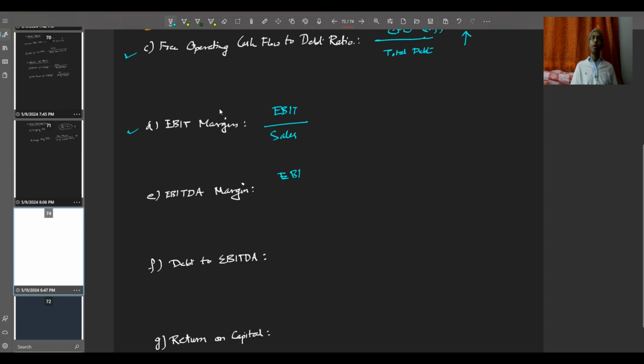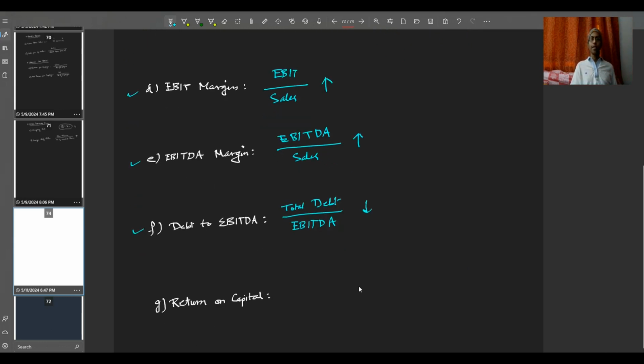EBITDA margin is EBITDA, that is earnings before interest, tax and depreciation amortization, divided by sales or revenue. Debt to EBITDA is equal to total debt divided by EBITDA. Of course, we want this number to be as low as possible. This number we want high.